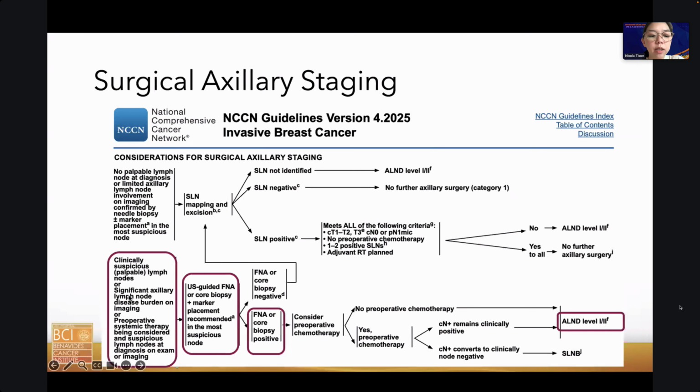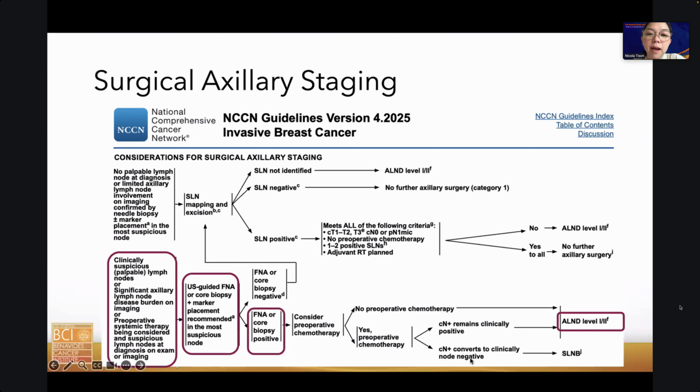Now, for any patient with clinically palpable nodes, biopsy proven to be malignant, so ideally all suspicious nodes, we also do a biopsy. Particularly, we send these patients for neoadjuvant therapy. So if our biopsy is positive, we do consider pre-op therapy, particularly for those who are TNBC or HER2. If no pre-op therapy, axillary dissection. If with pre-op therapy and still node positive, axillary dissection.